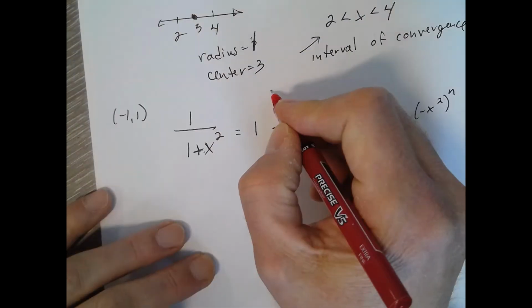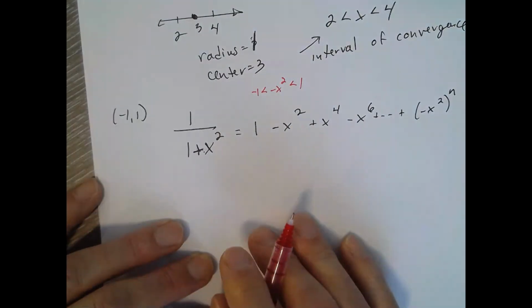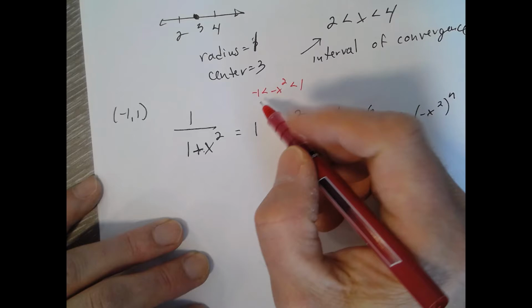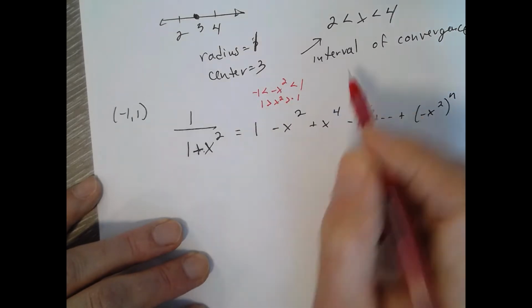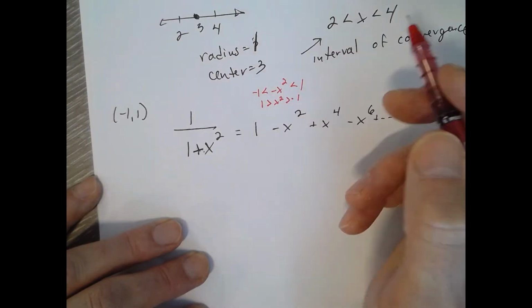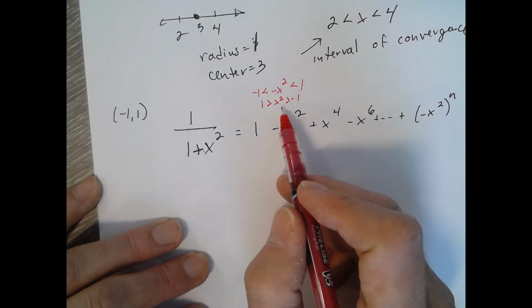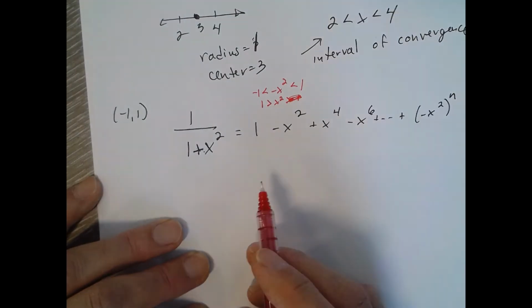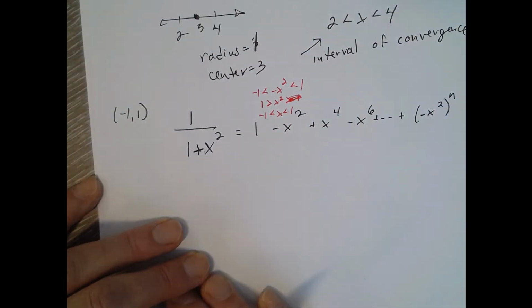So if I wanted to, I could have said, well, negative x squared has to be between negative 1 and 1. I'm going to multiply all three parts by negative 1, which switches the inequality around because you're multiplying by a negative. Then x squared is between those values, and you can take a square root again. Well, you can't take the square root of a negative, so we end up getting x between negative 1 and 1. It's a messy way of figuring out our interval.